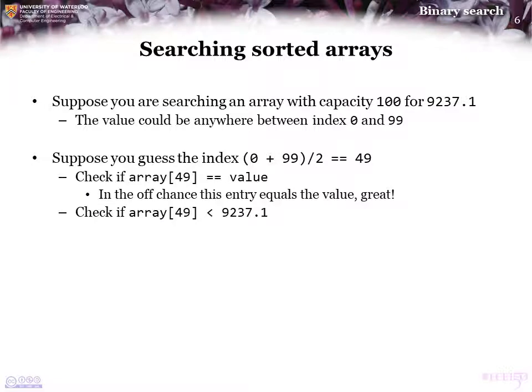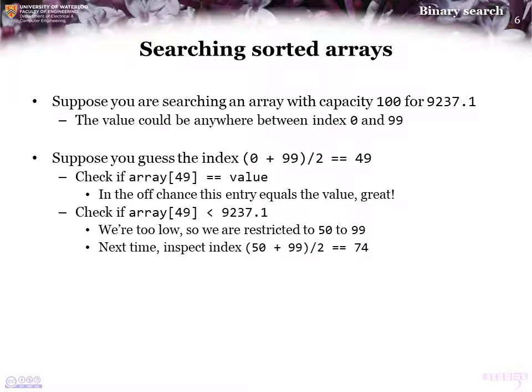If the array entry at index 49 is less than the number we're searching for, then we're too low, and this means that the value we're searching for, if it even exists in the array, is somewhere between indices 50 and 99. Consequently, with our next search, we will once again calculate the average of these two endpoints and search entry or index 74.